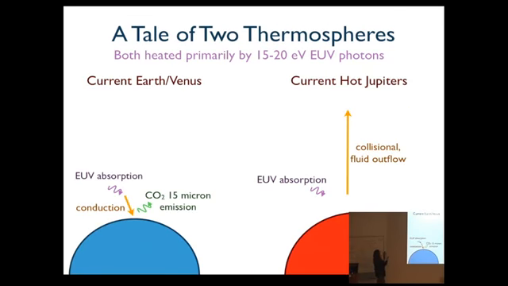I'm going to start with a tale of two thermospheres, both heated primarily by 15 to 20 eV EUV photons. So these are just above the photoionization limit for hydrogen. So in the current Earth and Venus, we said that EUV absorption in the thermosphere leads to conduction of heat lower in the atmosphere, which is then radiated away by carbon dioxide 15 micron emission. Whereas for current hot Jupiters, that same EUV is absorbed and it leads to a collisional fluid outflow.